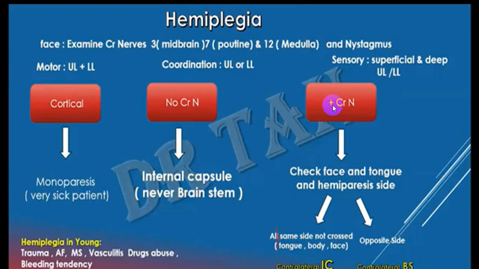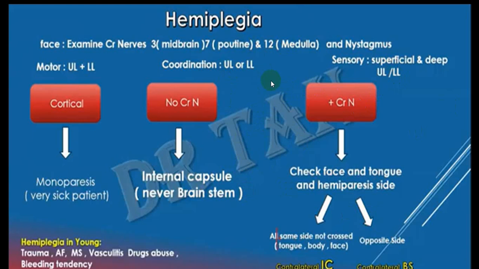If a cranial nerve is involved, then look at what type of cranial nerve involvement. If it is on the side of the hemiplegia, it is above the midbrain. If it is contralateral, it is at the level of damage. You will have a lower motor neuron cranial nerve palsy with opposite side hemiplegia. Roughly, this is a very simple way to identify.